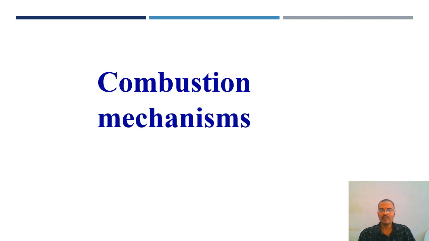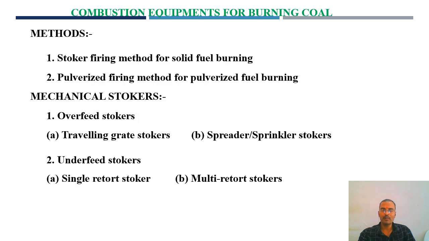Today our topic of discussion is combustion mechanisms for burning coal. Coal can be burnt in two forms, either in the solid form or pulverized form. To burn the solid fuel, we have a solid firing method, and for pulverized fuel burning, a pulverized firing method. Mechanical stokers are used to burn the solid fuels. There are two principles that can be used: overfeed stokers and underfeed stokers.